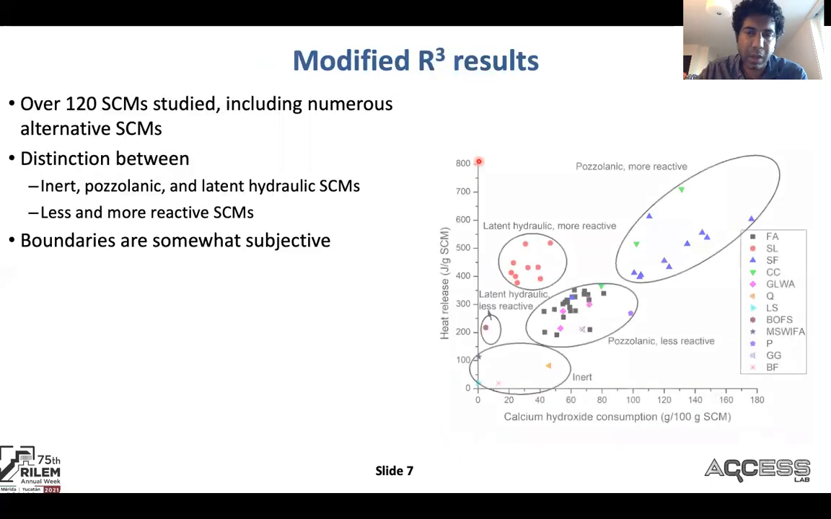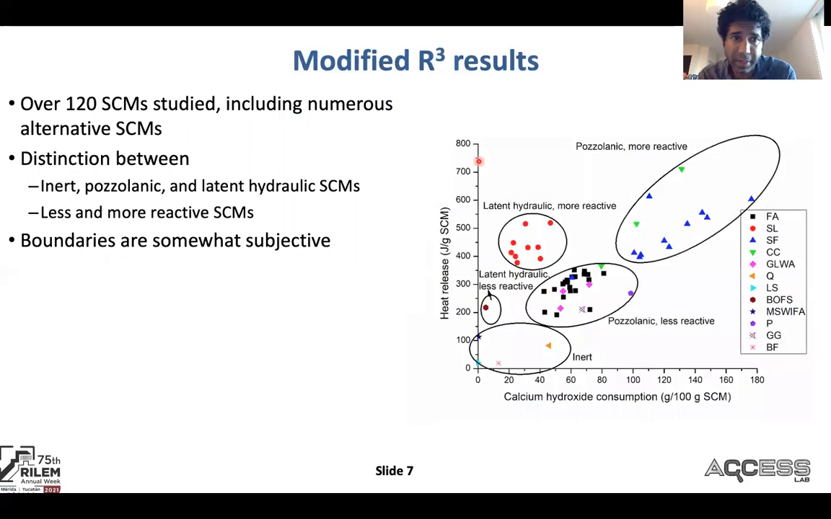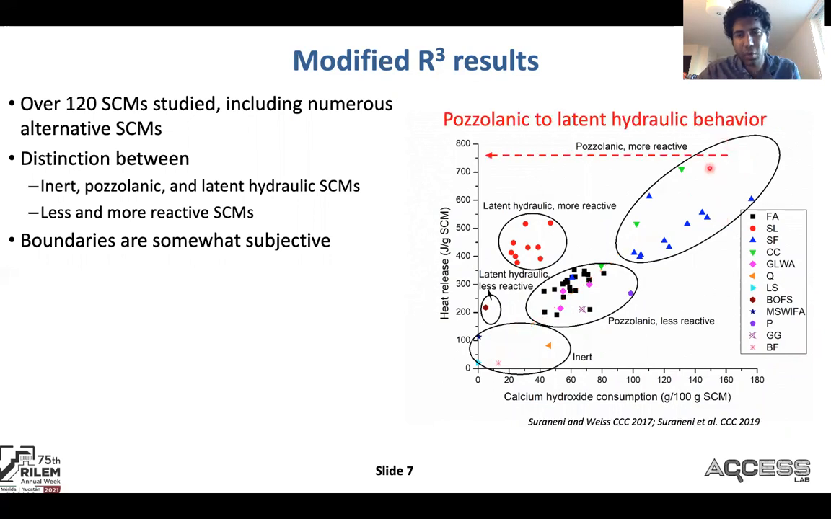So we've tested now well over 120 different materials, including a lot of alternative and sometimes honestly strange SCMs. And we can distinguish inert, pozzolanic, and latent hydraulic SCMs. Essentially, as you go this way, you are increasing the reactivity. And as you go this way, you're going from the more pozzolanic to latent hydraulic materials because, of course, you get here lower calcium hydroxide consumption at the same levels of heat release.